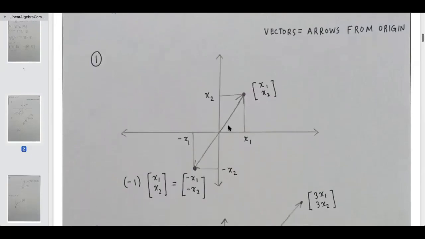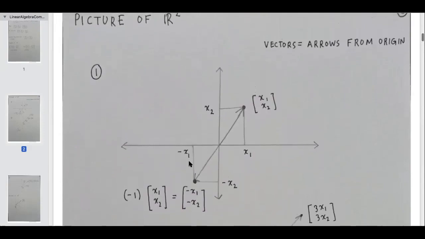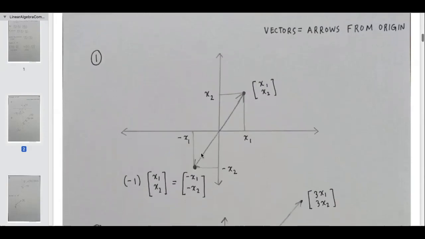So minus of x1, x2 is just the same arrow of the same length but in the opposite direction. Geometrically, when I take the negative of a vector, or in other words scale it by -1, it just flips and goes in the opposite direction. So minus of x1, x2 is an arrow which starts from the origin and goes in the opposite direction as x1, x2 and has the same length.